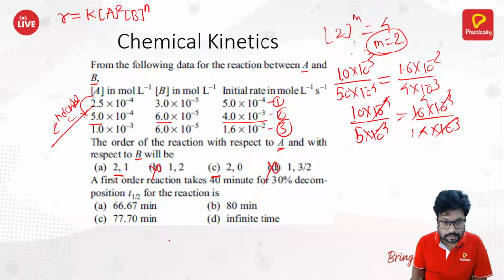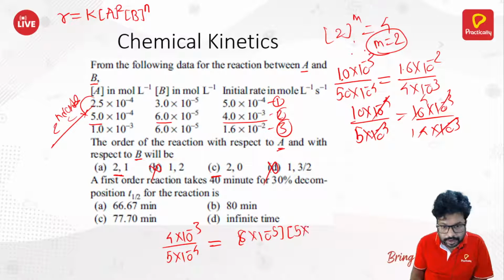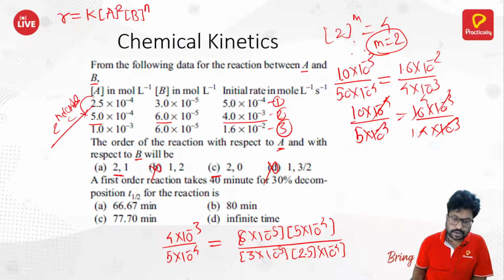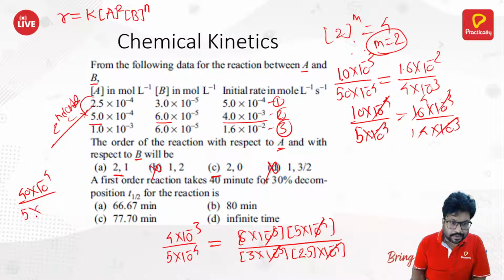Let's write it. For equation number 2, 4 into 10 raised to minus 3 divided by 5 into 10 raised to minus 4 is equal to 6 into 10 raised to minus 5, that is our B for this, and A, 5 into 10 raised to minus 4, divided by, again what is B? 3 into 10 raised to minus 5 divided by 2.5 into 10 raised to minus 4, right? 10 raised to minus 4 gets cancelled, minus 5 gets cancelled. 4 into 10 raised to minus 3 can be written as 40 into 10 raised to minus 4 divided by 5 into 10 raised to minus 4. It is equal to what?